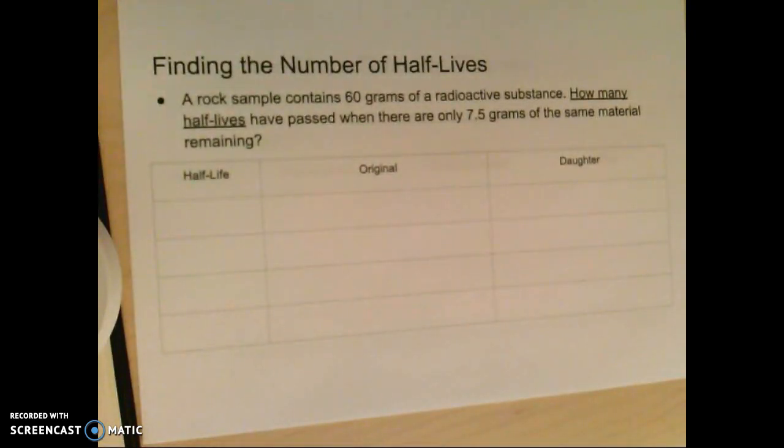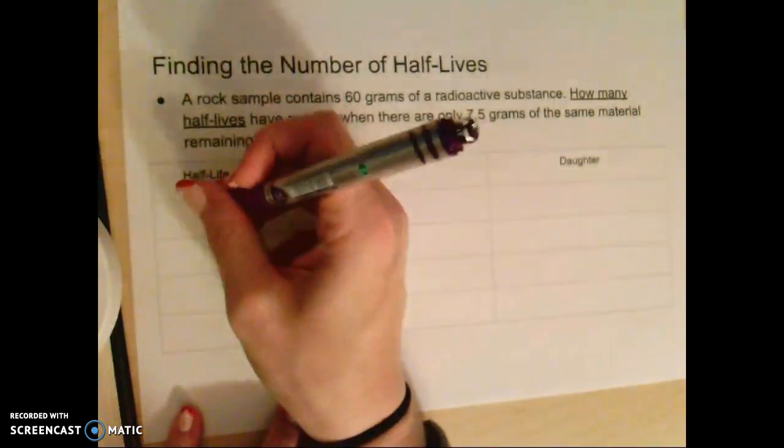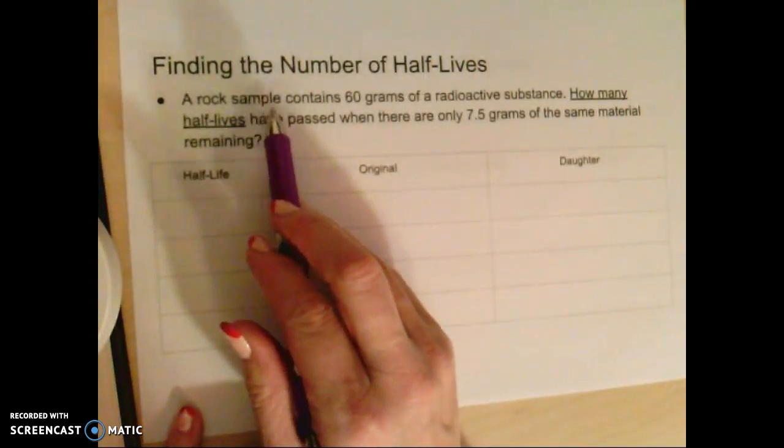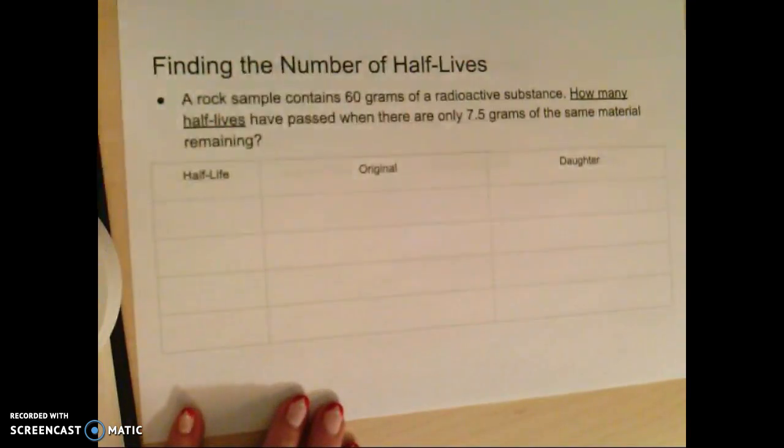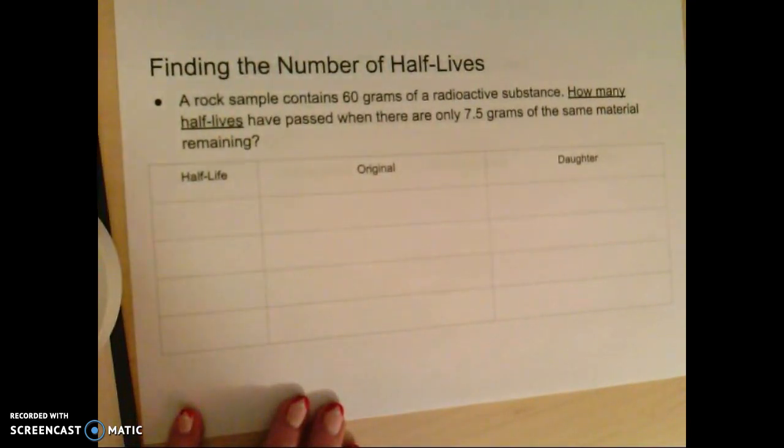The second type is finding the number of half-lives. In this case, we do not need to know the time that is in 1 half-life because we don't really care. We just care about the number of half-lives that it's going to be. So again, we're saying a rock sample contains 60 grams of a radioactive substance. How many half-lives have passed when there are only 7.5 grams of the same material remaining?